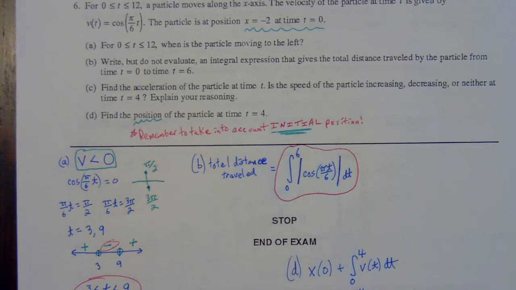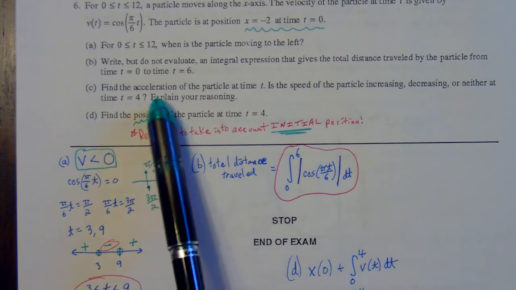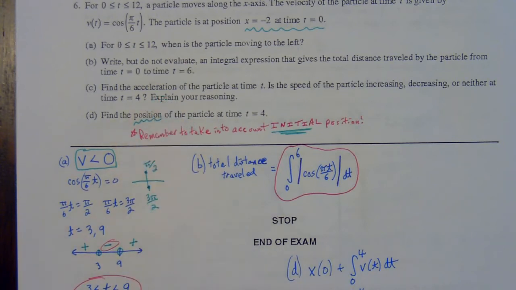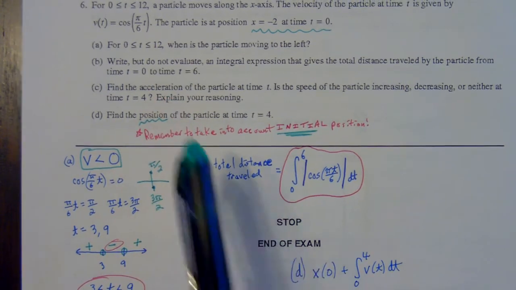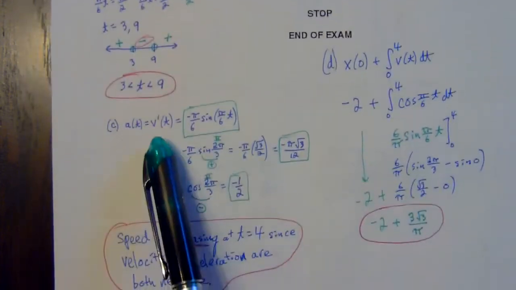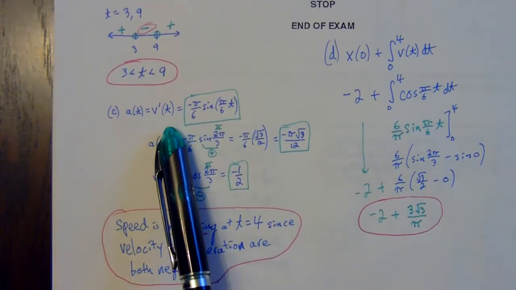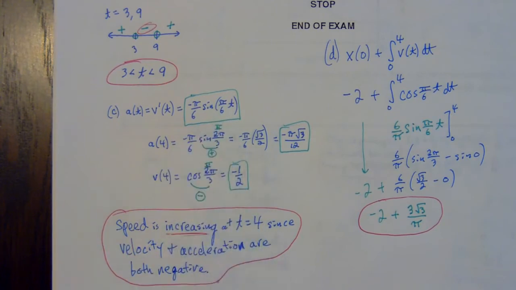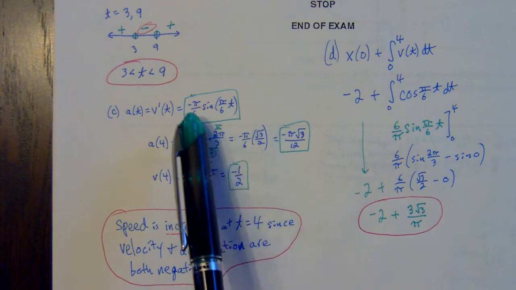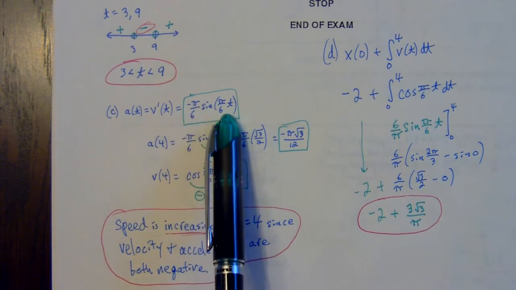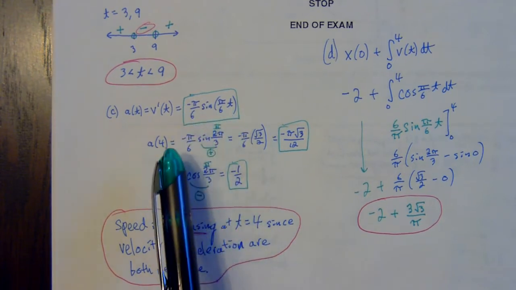Letter C, this is at least our third time seeing this. It says find the acceleration. It goes position, velocity, acceleration. So to go from velocity to acceleration, we're going to take the derivative of the velocity. So the derivative of cosine is a negative sine. Remember, the co derivatives are the negative answers. And so you're going to get a negative sine of that angle, leave that angle alone, times the derivative of that angle.